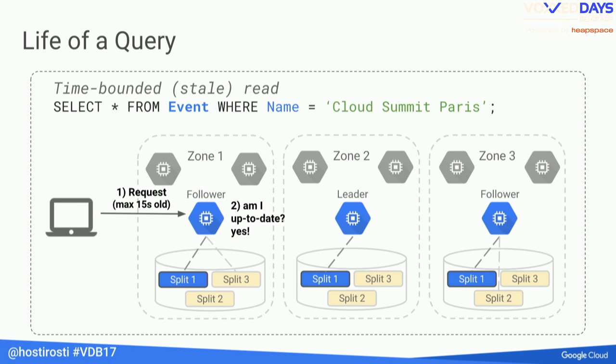So the data is most likely already in your replica. So the follower, or the replica, can already say, okay, I have that data which qualifies for the request of 15 second staleness, and can respond directly. So this lowers, especially if you are globally distributed, the response time dramatically.